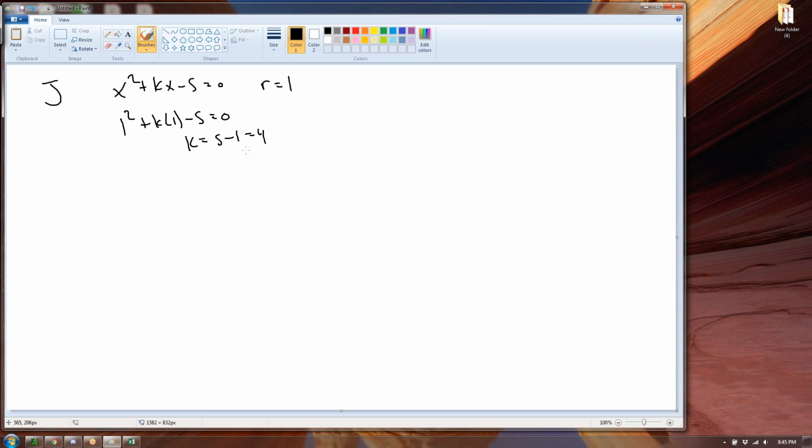Okay. For k, again, plug in 3. If you have x squared plus 6x minus k is 0, and one of the roots is 3, just work with the fact that 3 squared plus 6 times 3 minus k is 0. So then, 9 plus 18 minus k is 0. Your k value is 27. That's pretty much it.